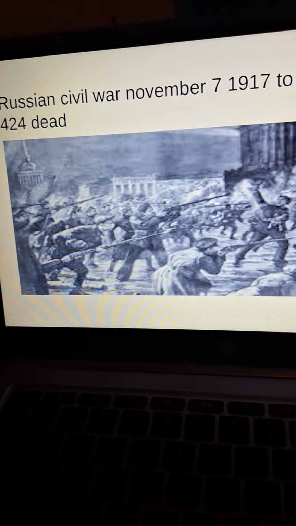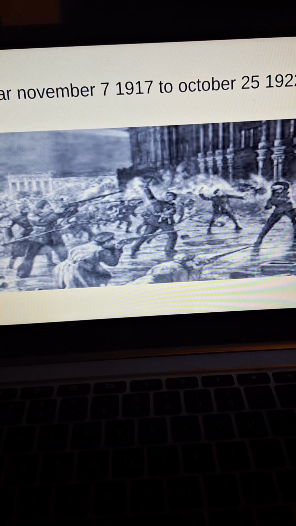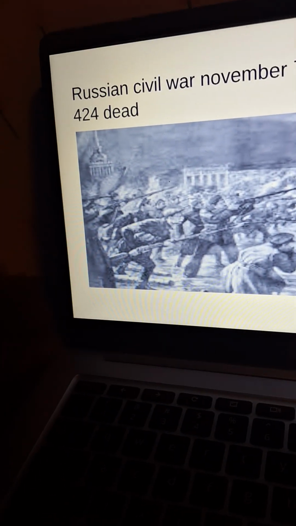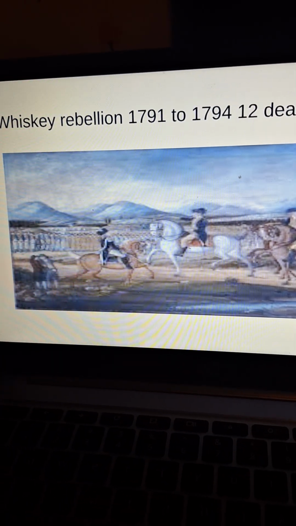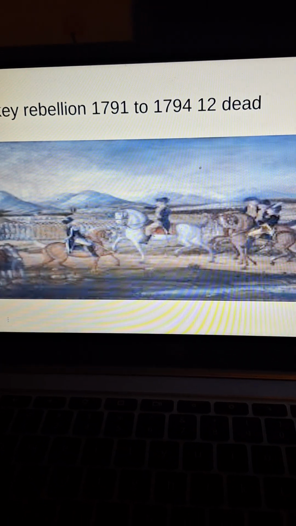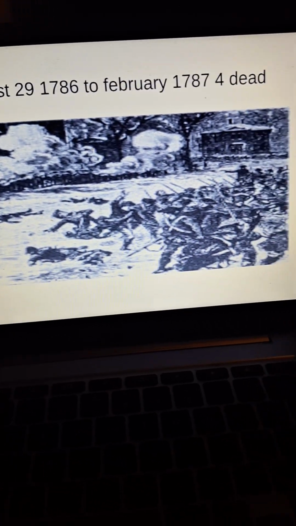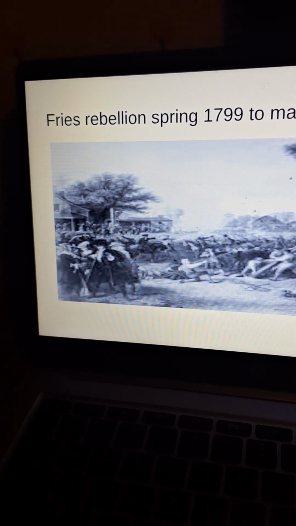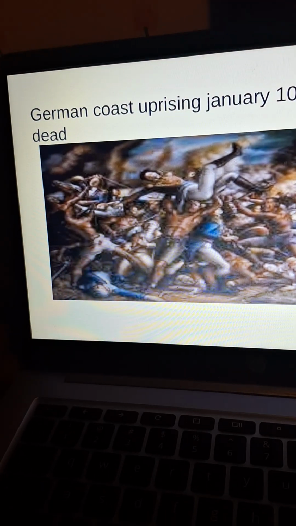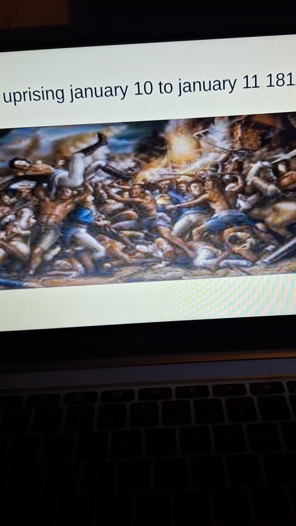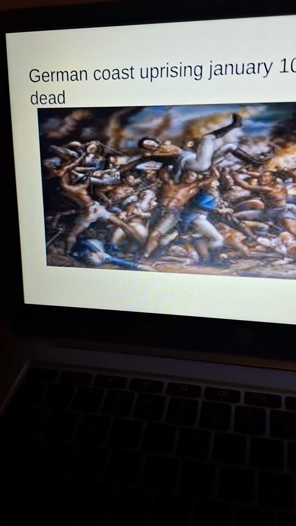The Russian Civil War, November 7th, 1917 to October 25th, 1922, 424 Americans dead. The Whiskey Rebellion, 1791 to 1794, 12 Americans dead. Shays' Rebellion, August 29th, 1786 to February 1787, 4 Americans dead. Fries's Rebellion, spring 1799 to May 1800, 0 Americans dead. German Coast Uprising, January 10th to January 11th, 1811, 2 Americans dead.